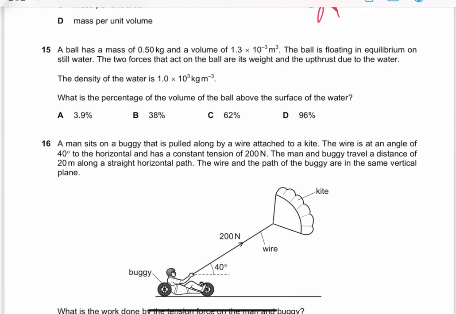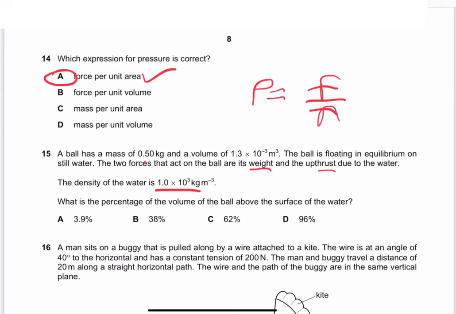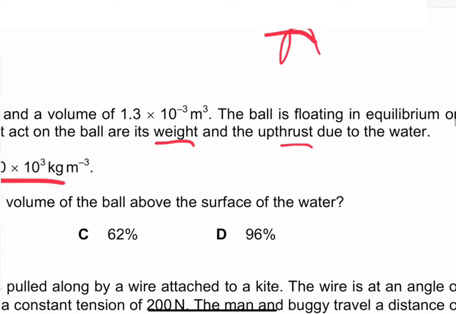Moving on to question 15. A ball has a mass of 0.5 kg and a volume of 1.3 times 10 to the power of negative 3. The ball is floating in equilibrium in still water. The two forces acting on the ball are its weight and upthrust due to the water. We're given the density of water and we're asked to find the percentage of volume that is above the surface. Okay, so this question has a lot that we need to unpack.